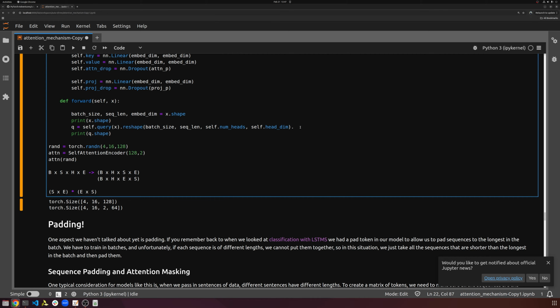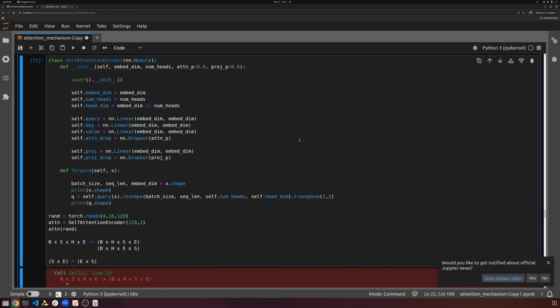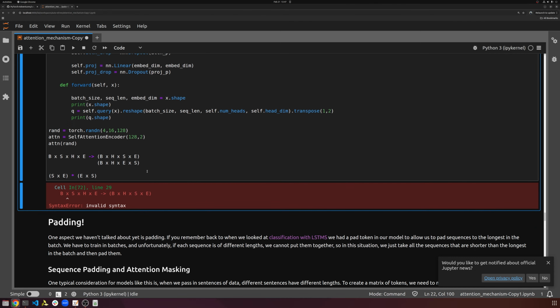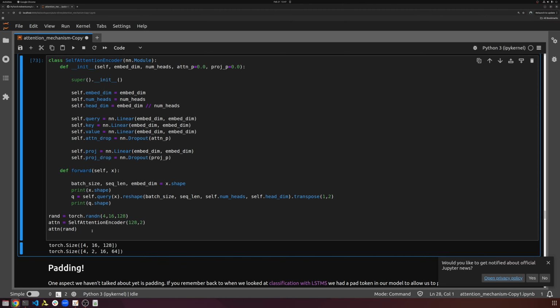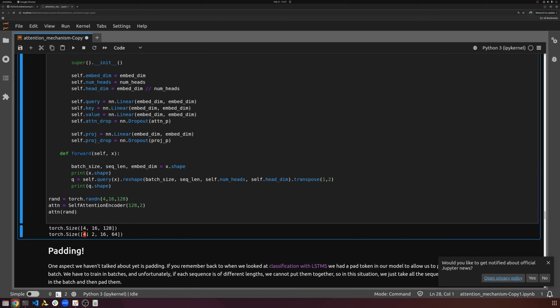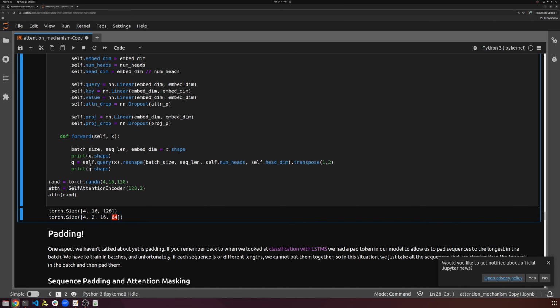Sorry about that. So now we're going to have dot transpose. What do we want to transpose? We have 0, 1, 2, 3. We want to swap the S and the H, right? So we're going to transpose 1 and 2. And this will produce exactly what we have. So we can get rid of all of this. And we have a 4 by 2 heads, and each head is 16 tokens, with each head's embedding dimension being 64. So that's our query.